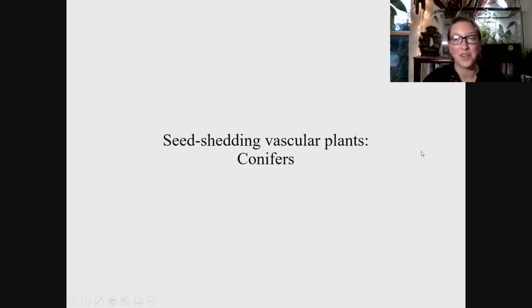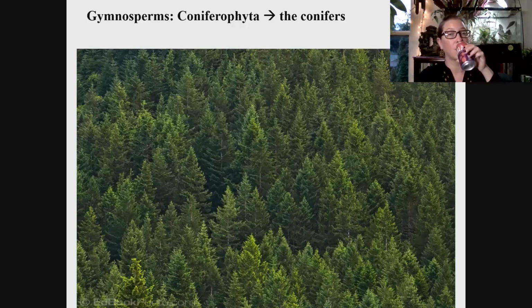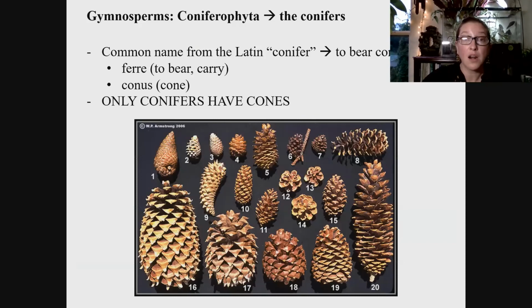All right, so now we're going to talk about the last of these seed-shedding vascular plants that are gymnosperms, the conifers. Out of the three of these, cycads, ginkgo, and conifers, we're probably most familiar with conifers, just because of things like the Christmas tree trade. So they're gymnosperms and they're conifers. Conifers make cones. Nothing else makes cones. The name even says it, conifer.